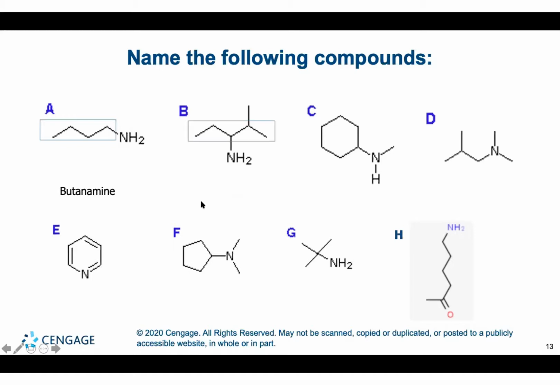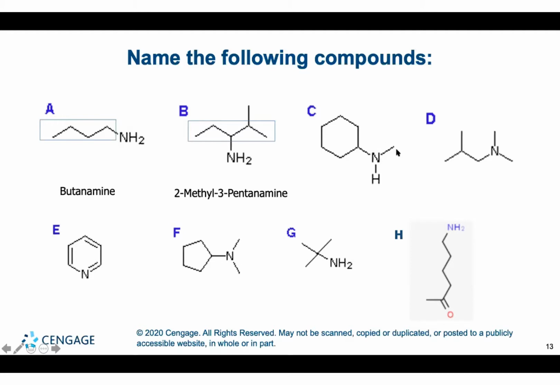What about this one? The longest chain. From which side do I reach the branch sooner? 1, 2, 3 is the same from both sides. So I start from the right side. Why? Because I reach the branch sooner. 1, 2, 3. So it's going to be 2-methyl, 3-pentanamine. On carbon 3, I have an amine, so I should emphasize it. 3-pentanamine.